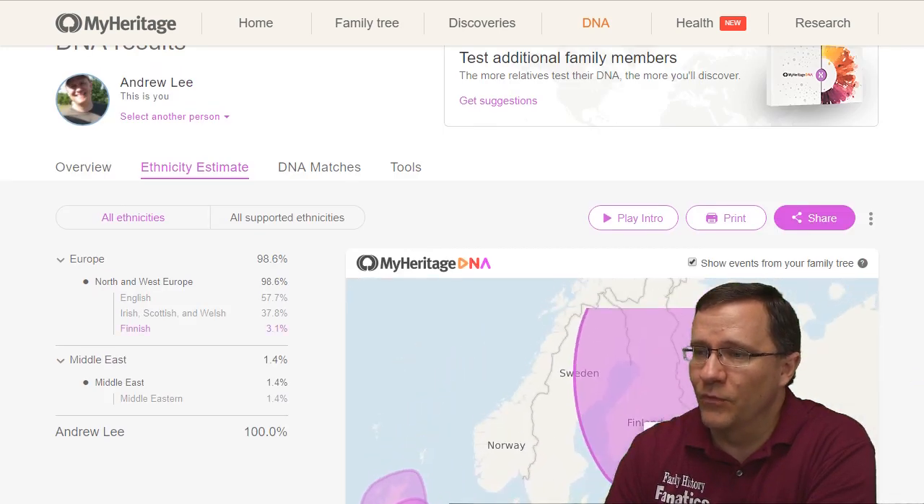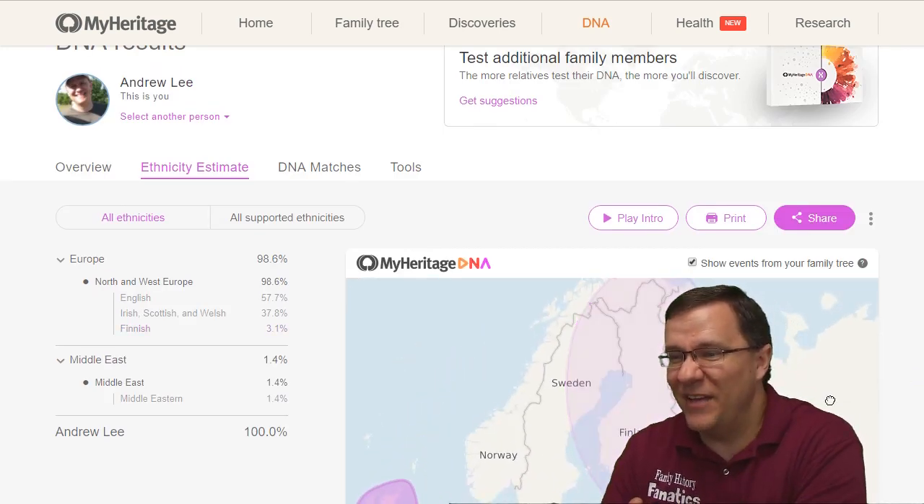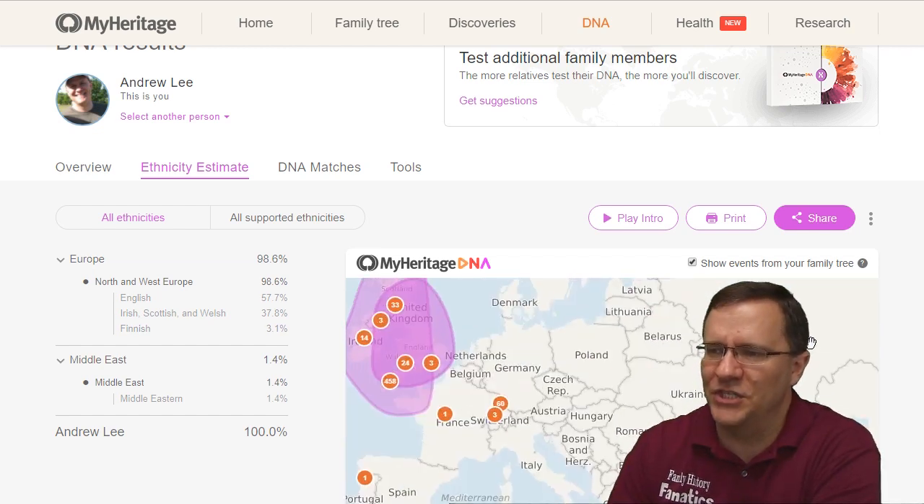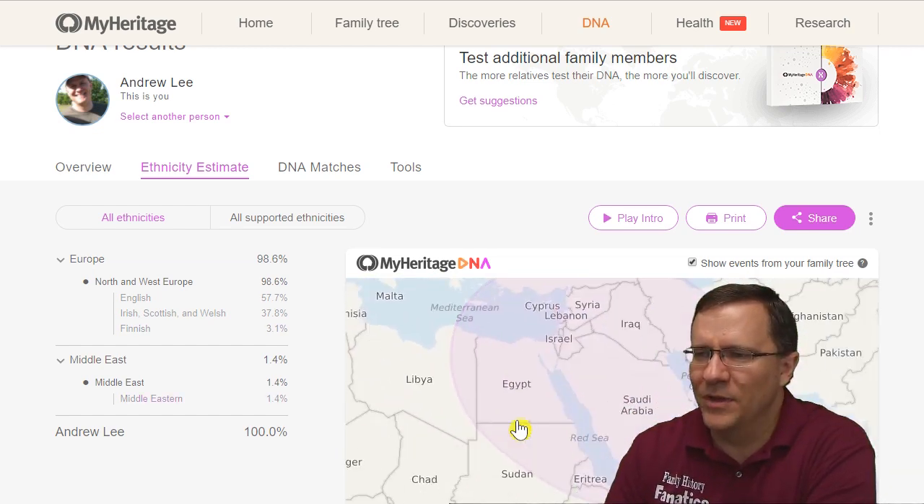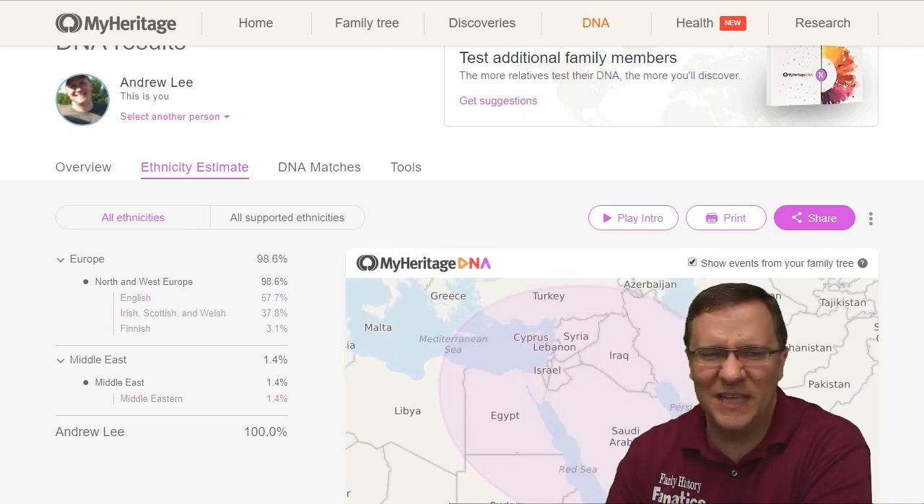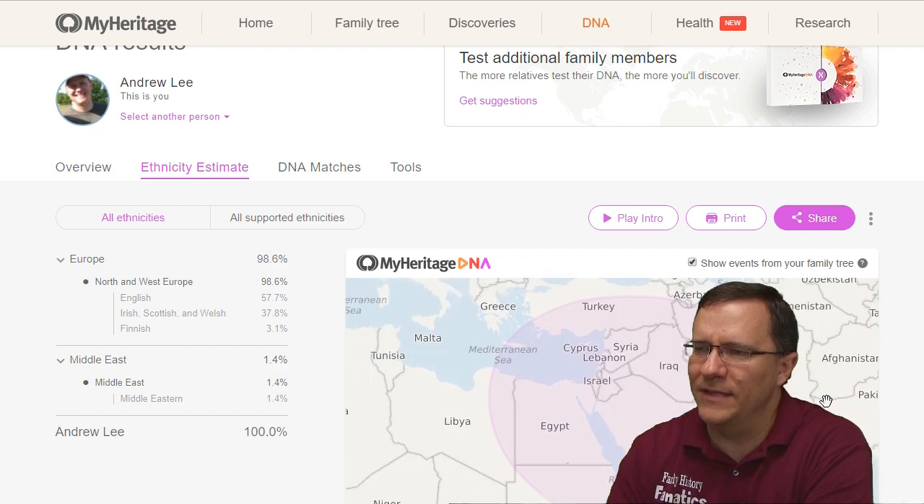If I scroll over to the Finnish, I see that I don't have really anything in my family tree that even comes close up to the Finnish area. And the same with the Middle East. I don't have anything in my family tree that shows anything happening over in the Middle East.